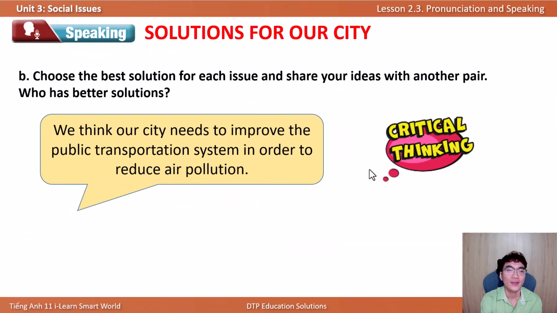Okay. Now, from our discussion, please choose the best solution for each issue and share your ideas with another pair to know who has better solutions. For example, you see, we think our city needs to improve the public transportation system in order to reduce air pollution. Now, give me your idea, please. Say it out loud. Excellent.